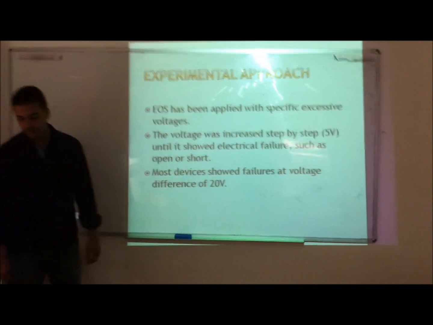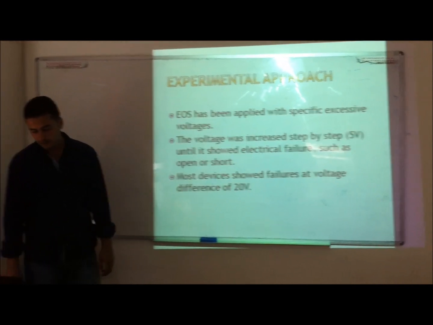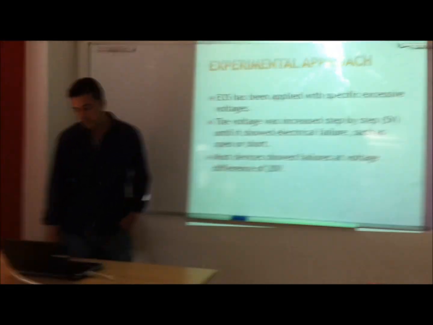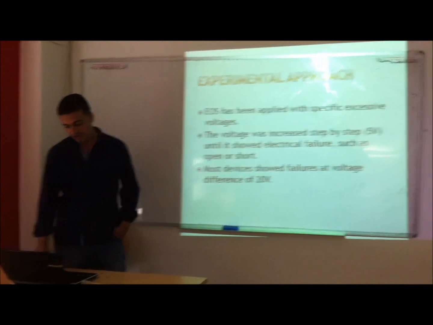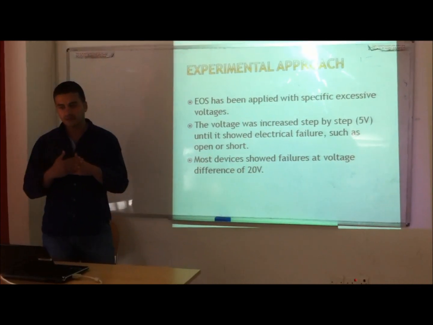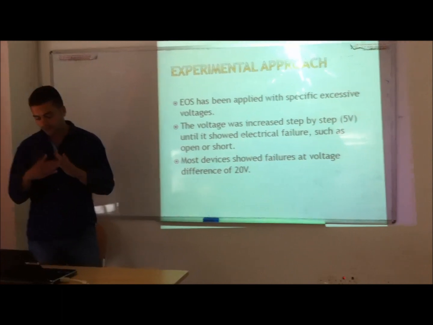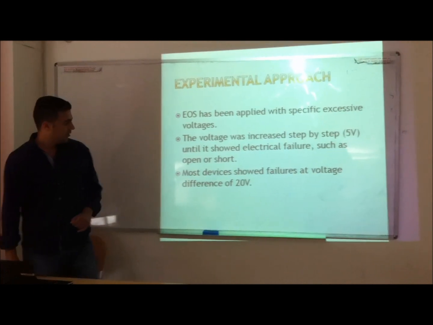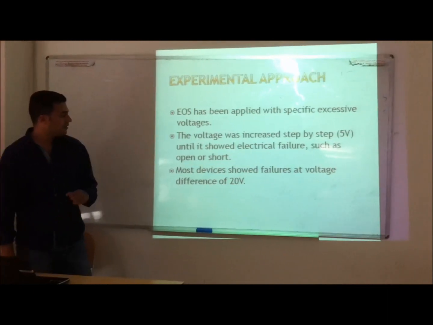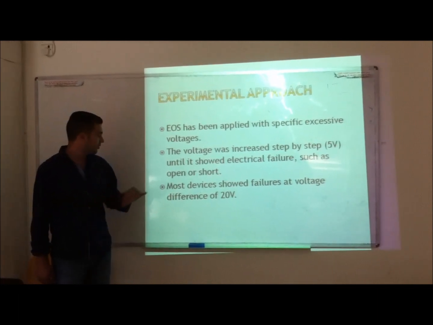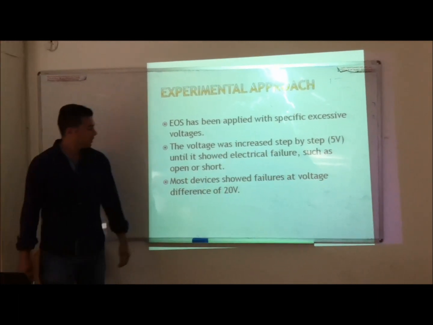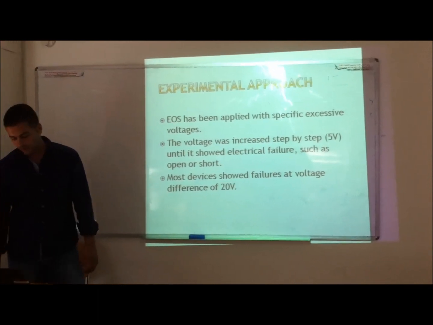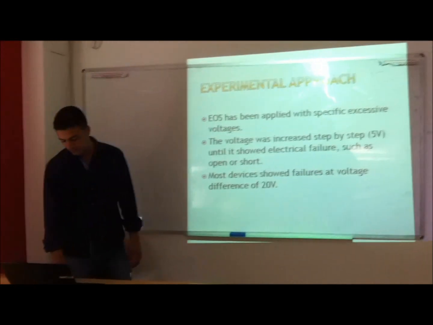Let's talk about the experimental approach in this case study. First of all, electrical overstress was applied with a specific excessive voltage. This voltage was increased step by step by 5 volts until the failure occurred. Most devices in this case study showed failures at a voltage of 20 volts. So when the voltage reaches 20 volts, there will be damage in this device.